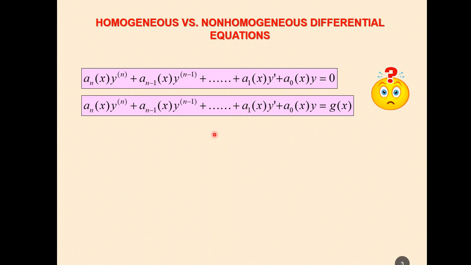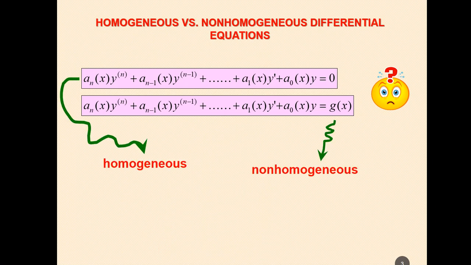So if you look very closely, it's so easy to tell actually which of the two is homogeneous and which one is non-homogeneous. So if we will proceed, the non-homogeneous is the second example and the homogeneous is the first one. Now, can you see the difference between the two forms?